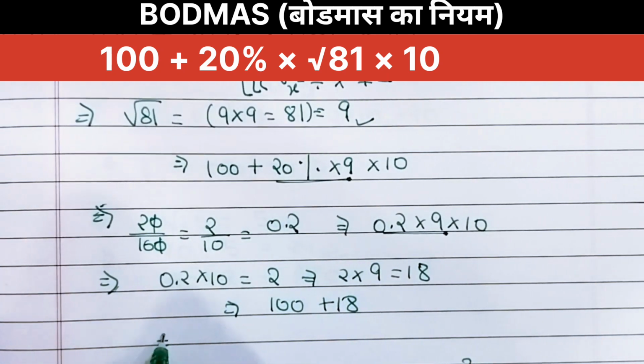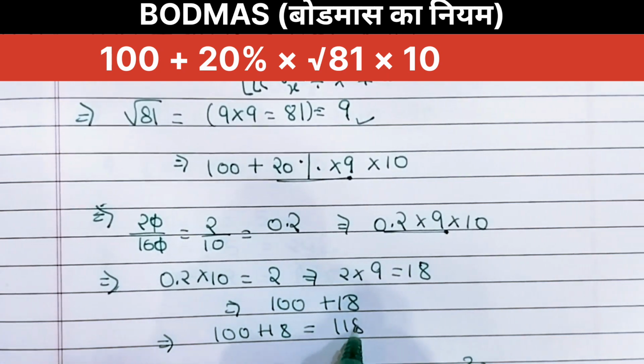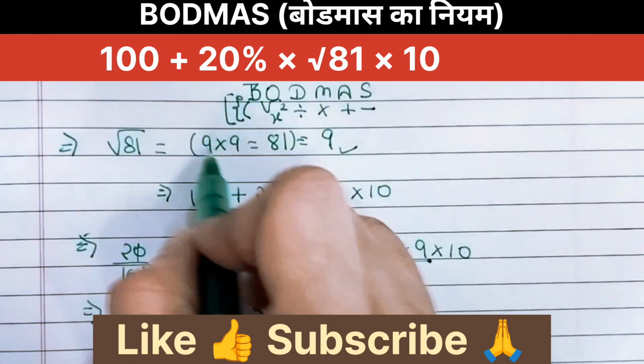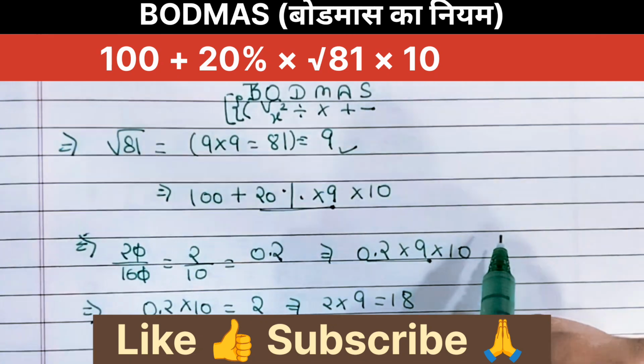And finally we add the values. 100 plus 18 becomes 118. So 118 is the final result. Now according to this expression, by using the BODMAS sequence, the final simplified value of this expression is 118. And I hope it is clear.